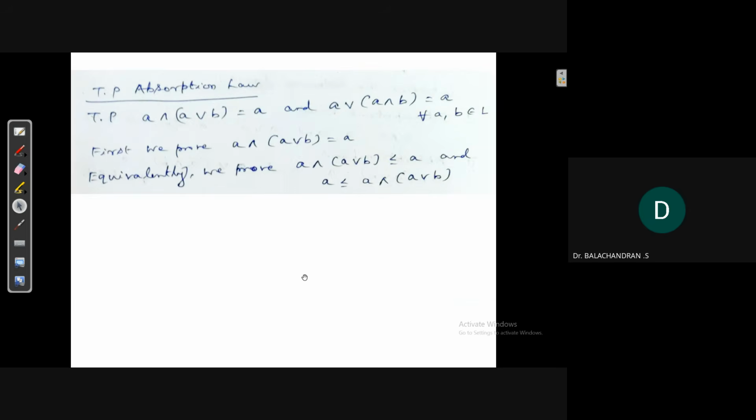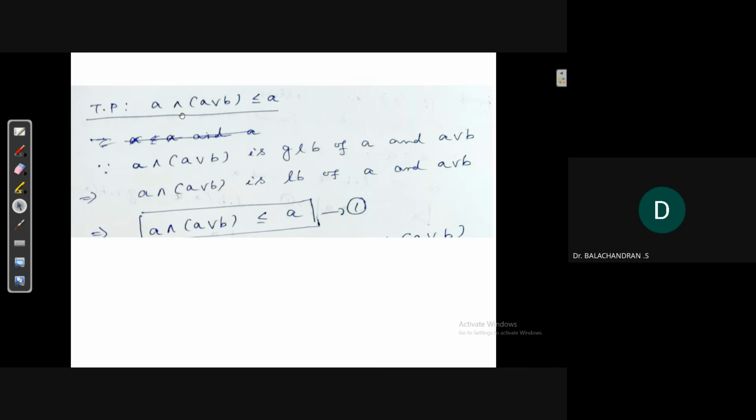Next, the absorption law. There are two absorption laws. First we are going to prove A and (A or B) equals A. Again the same idea: instead of proving A equal to B, we prove A less than or equal to B and B less than or equal to A. So equivalently, we prove the left hand side is less than or equal to the right hand side, and similarly the right hand side is less than or equal to the left hand side. First we prove A and (A or B) is less than or equal to A.